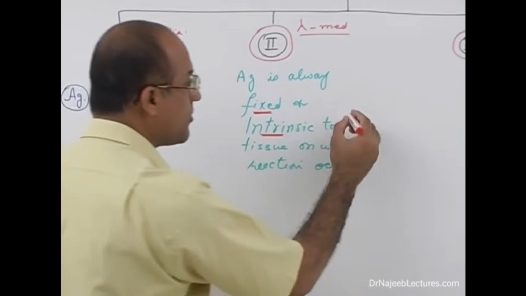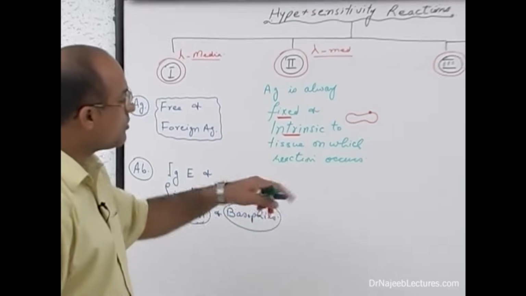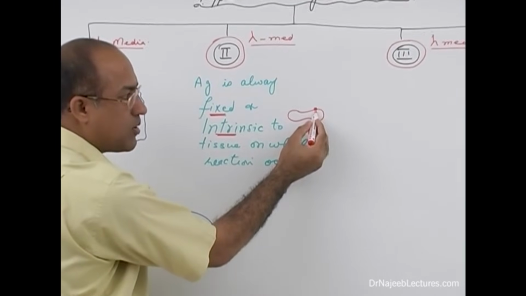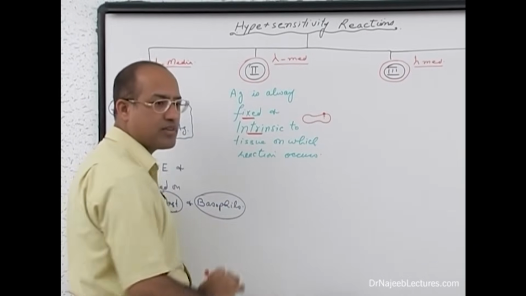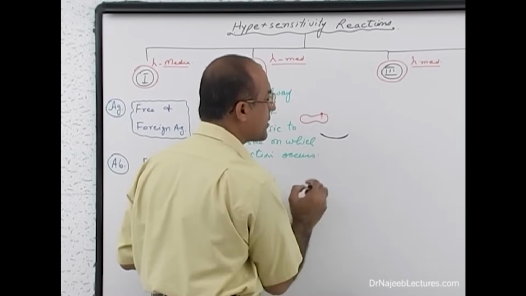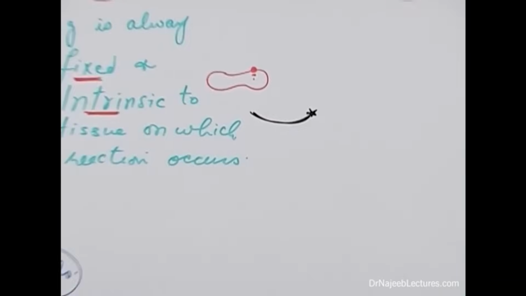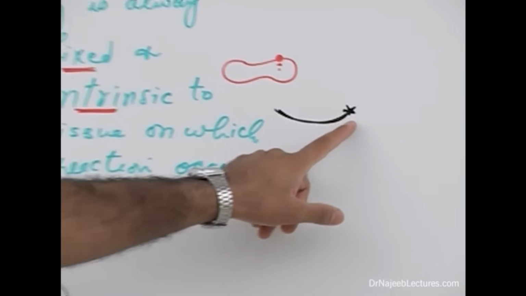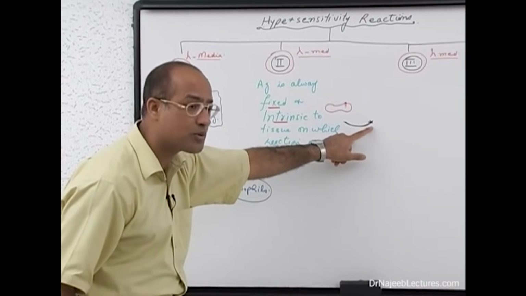For example, look, if this is an RBC and this is an antigen on the RBC, and the immune system is going to react against this antigen, then this antigen is an intrinsic part of this RBC and is fixed on the RBC. Or suppose this is the glomerular basement membrane and this is an antigen which is a part of it. If an immune reaction occurs against this antigen, again the antigen is fixed, it is not a freely circulating antigen, and it is intrinsic to the tissue.